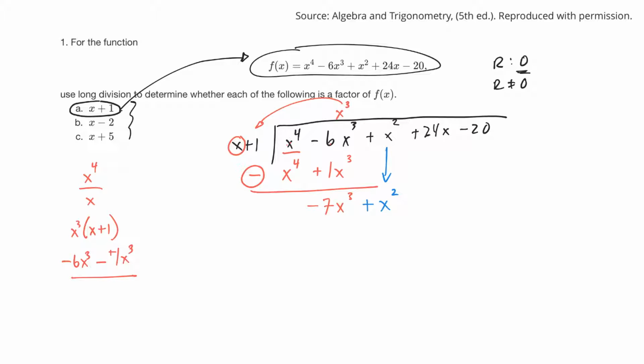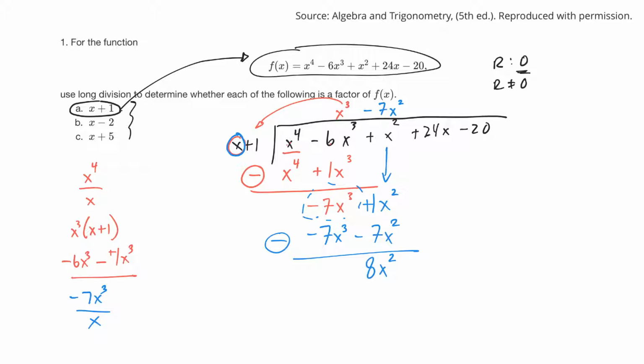Now I'm going to divide this x again into negative 7x cubed. So really I'm going negative 7x cubed divided by x. So that's going to be a negative 7x squared, and I'll write that up top here. Multiply, so it'll be negative 7x cubed minus 7x squared. Again, subtract. Minus 7 minus a negative, those cancel. 1x squared minus a negative 7 will give me an 8x squared. Okay, feeling good. Now let's bring down the next number.